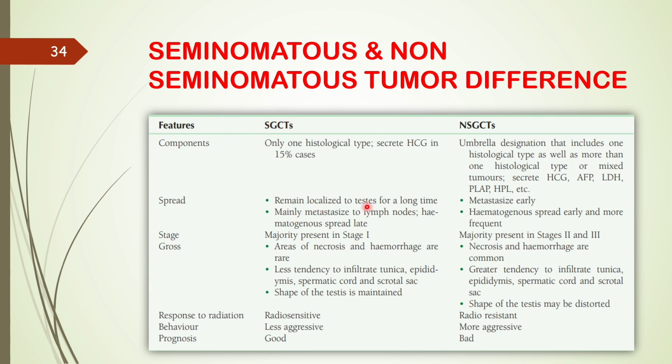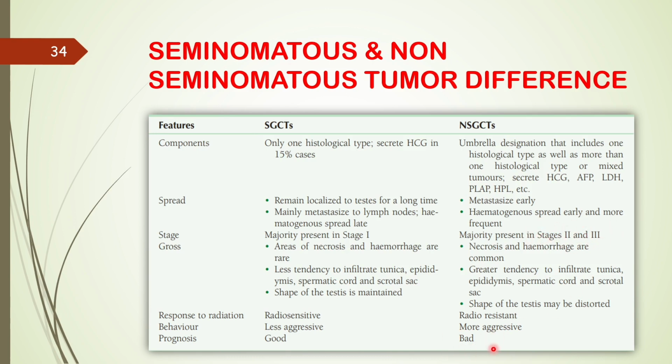Seminomatous tumor is usually localized to the testes. They don't invade the tunica albuginea. They can only metastasize to lymph nodes, and they are usually in stage 1. While non-seminomatous tumor can metastasize early, via the blood, the hematogenous route, to different organs. So they could be in stage 2 and 3.